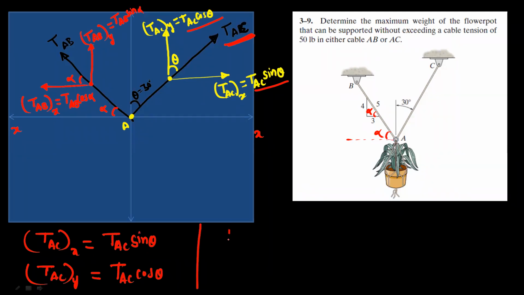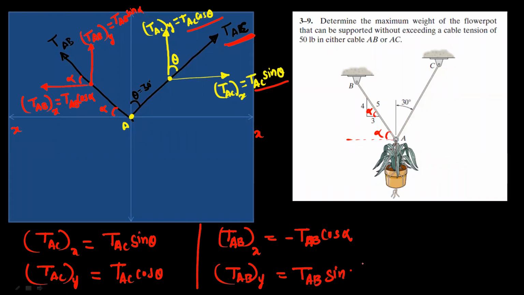For tension AB, its x component is towards the negative x-axis. So it is minus tension AB cos alpha. And tension AB's y component is along the positive y direction, so it is plus tension AB sine alpha. So this is the complete resolution for the given problem. In this problem we have to find the maximum weight for the flower pot. We will solve this problem maybe in the next lecture.